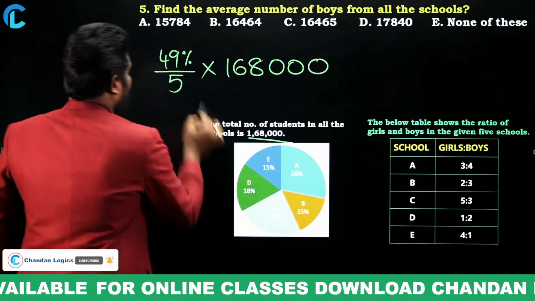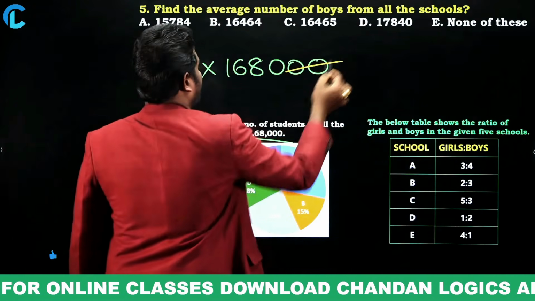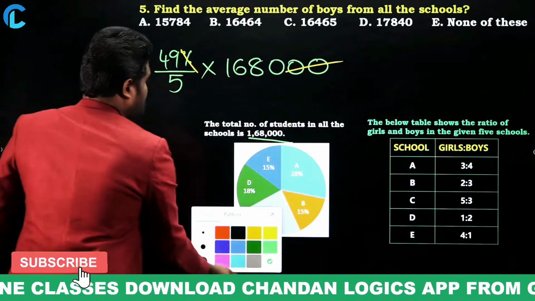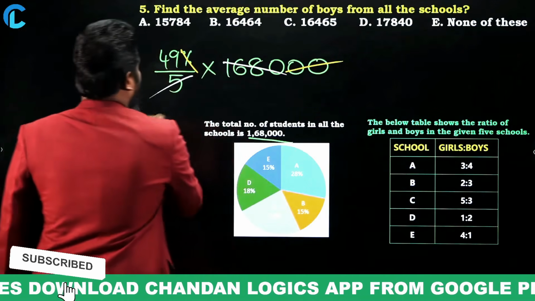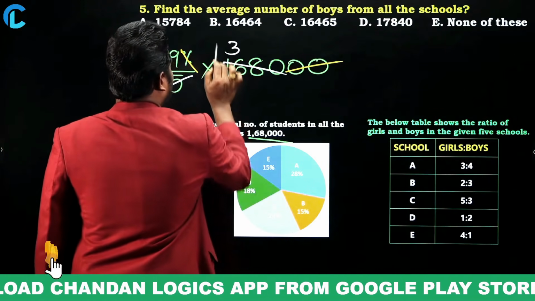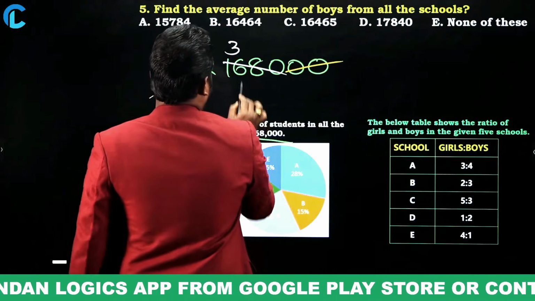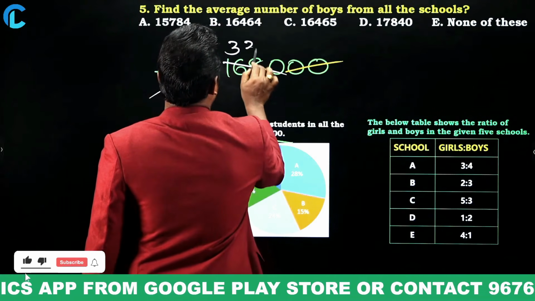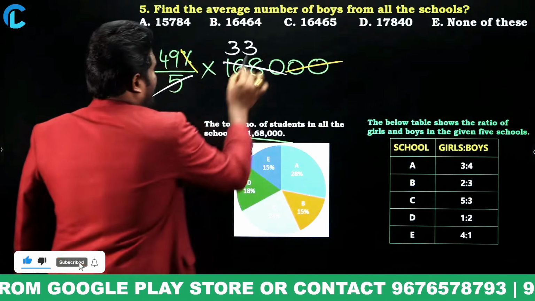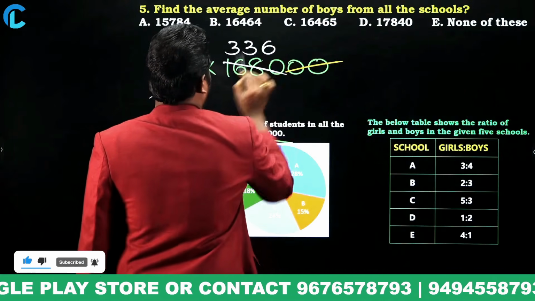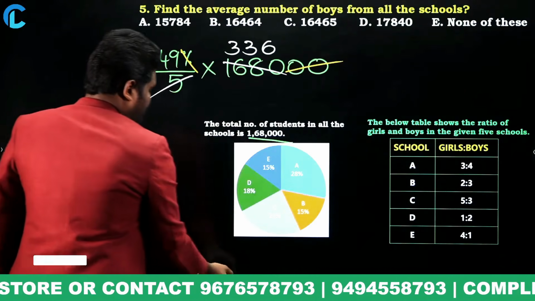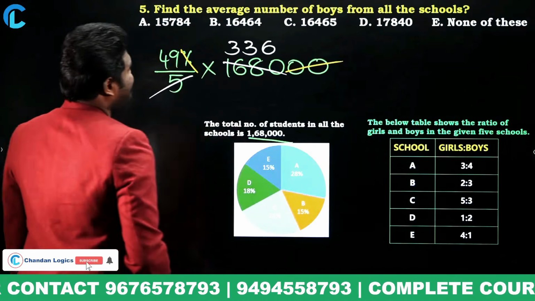Okay. Now just simplify. Percentage, the 00, gets cancelled. Yes or no? Now if you simplify, 1680, 5 cancels how many times? 5 three times 15. Next, again 5 three times 15. Next, 5 six times 30. Now you are left with 49 into 336.